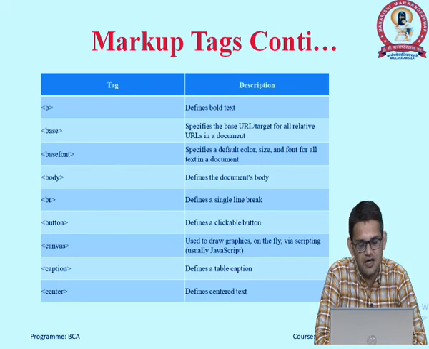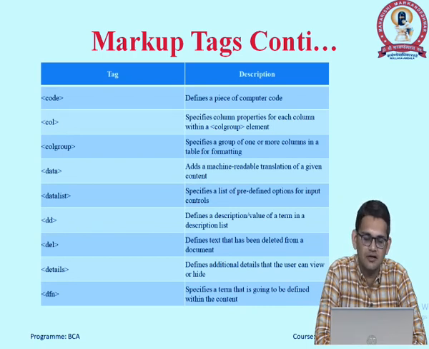Next one is the caption tag. It defines a table caption. Suppose you have a table and you want to add a caption or some information about that table, we can add it within the caption tag. Next one is the center tag. It will center the text. Suppose some text is left justified and some text is right justified. By using the center tag we can centrally align our text within a web page.